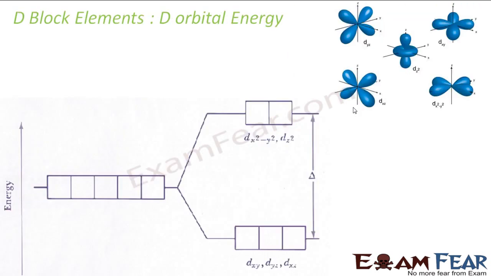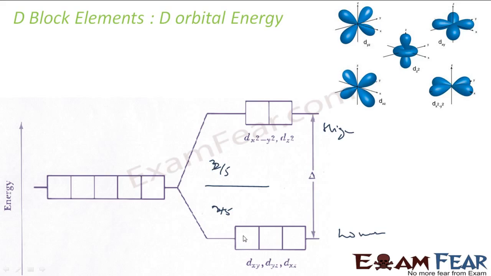In transition metals, what happens is in the d orbitals. As we have just seen, the d orbitals have 5 subshells at different energy levels. These 3 are the lower energy, and these 2 are the higher energy. If you see the math, this is 3 by 5 and this is 2 by 5. This has the higher energy, this is lower energy.